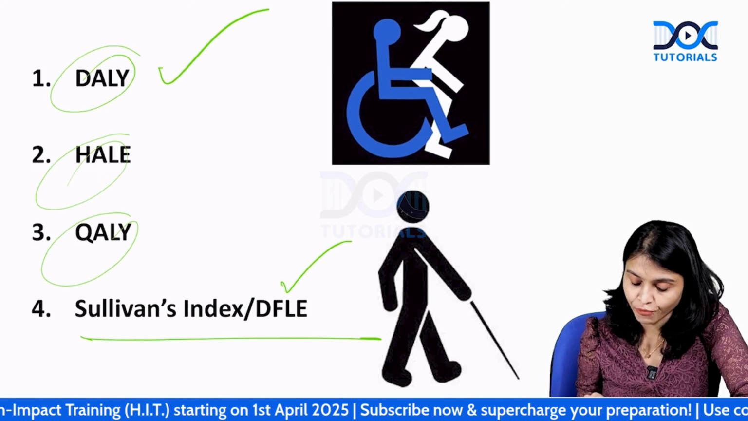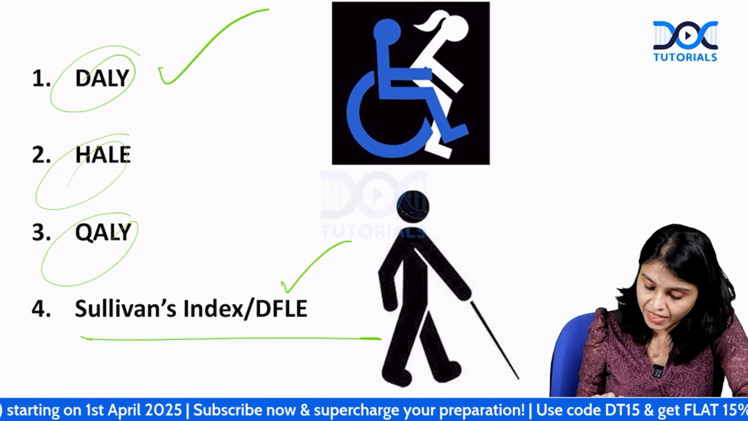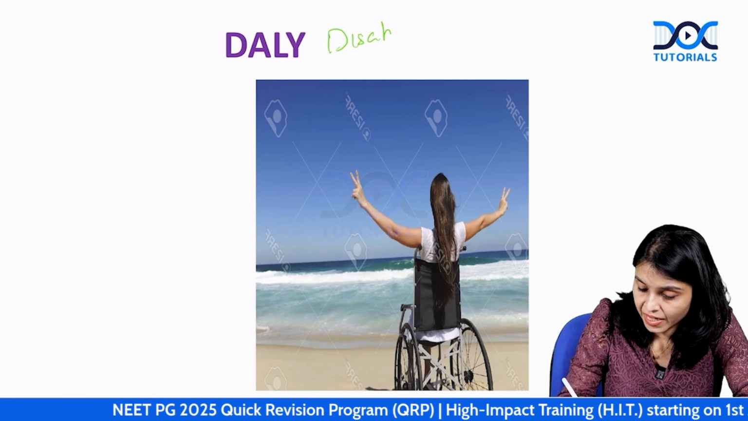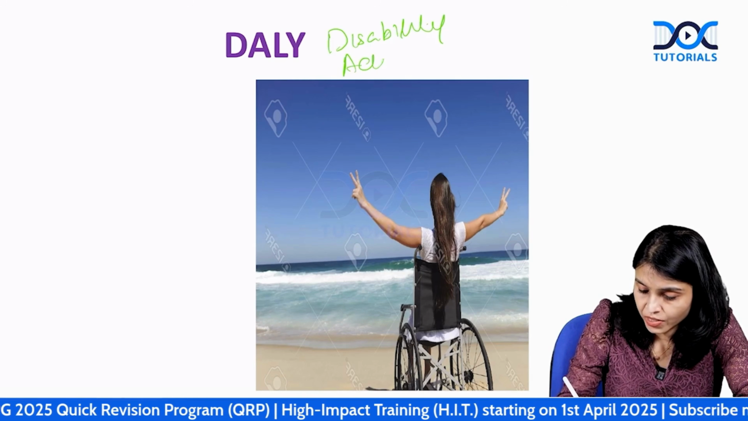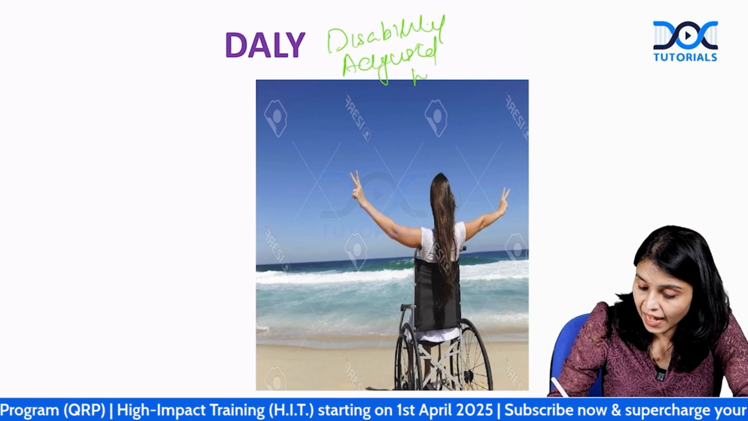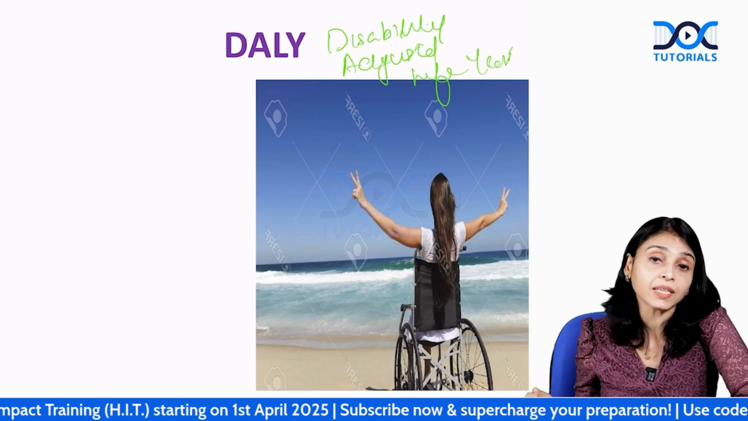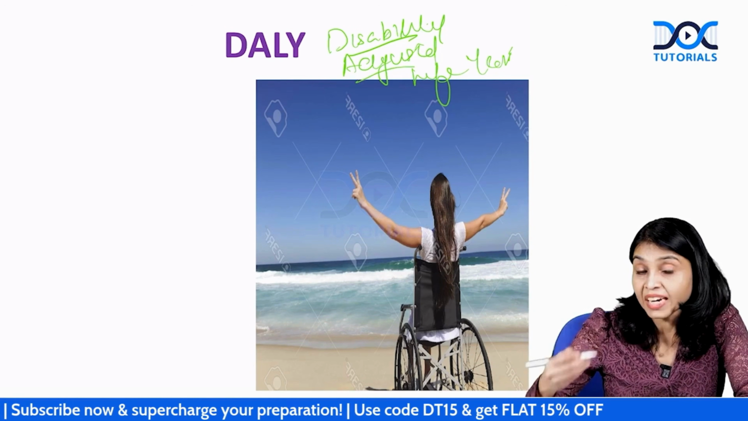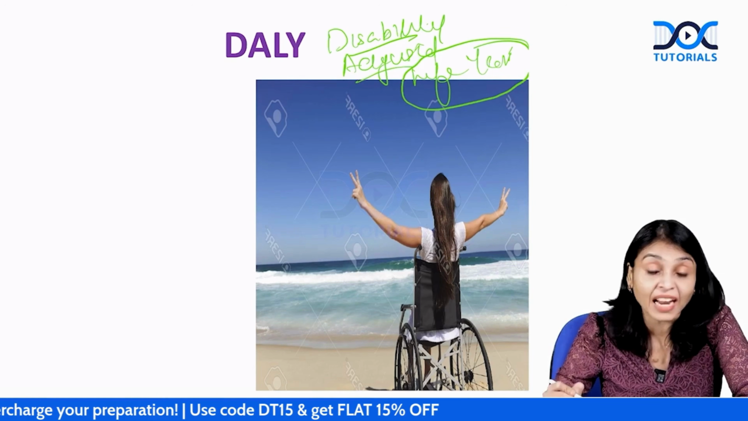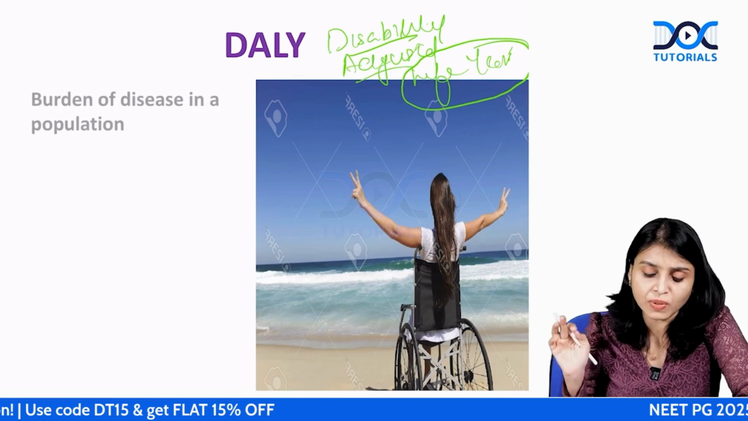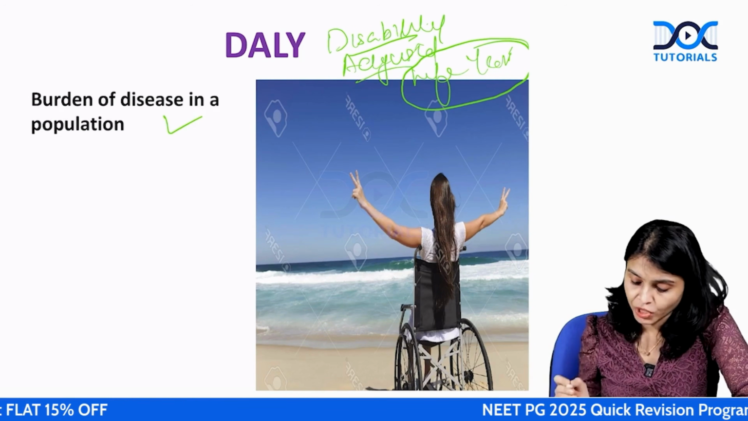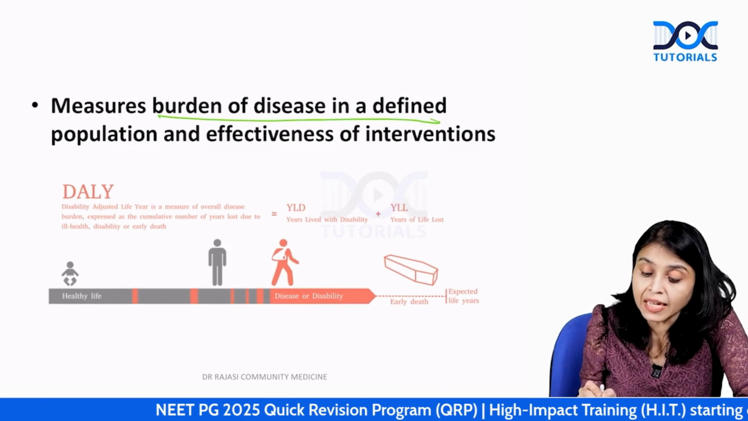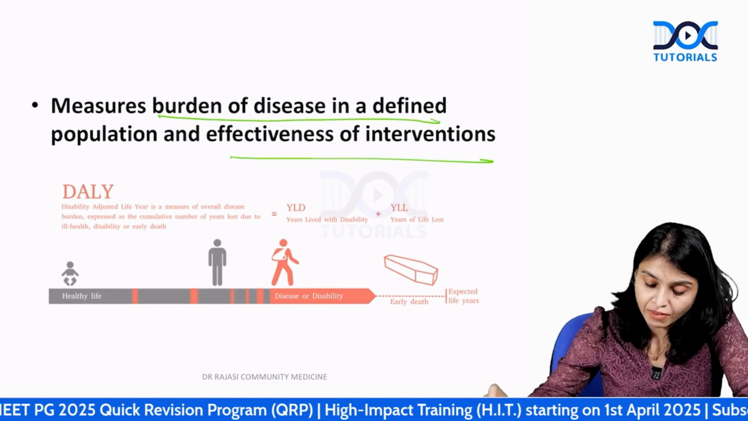Disability Adjusted Life Year is the full form of DALY. As the name indicates, here there are 2 keywords. One is disability adjustment. That means how many years someone lived with disability and how many life years were lost because of premature death. So this is something which will tell you about the burden of disease in the population. And it measures, this is another MCQ, the burden of disease and effectiveness of intervention.